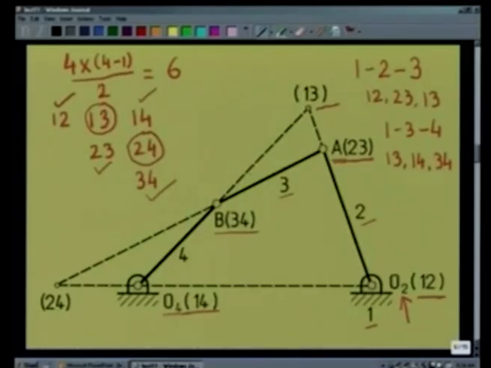Following the same principle, we can also determine the last one, that is this 2, 4. For this, we consider 3 rigid bodies 1, 2 and 4. As a result, 1, 2, 1, 4 and 2, 4 are collinear. 1, 2 is here at O2, 1, 4 is here at O4. So 2, 4 must lie on the line joining O2 and O4.